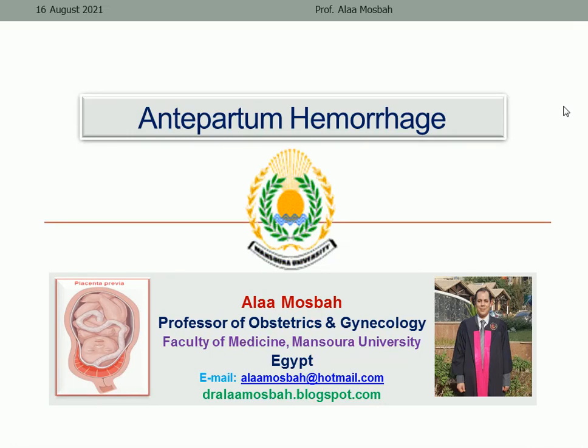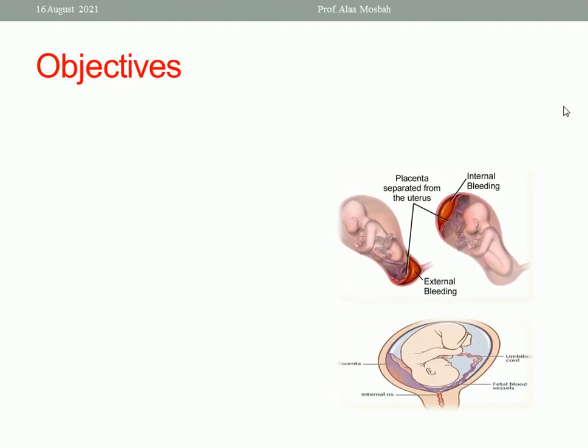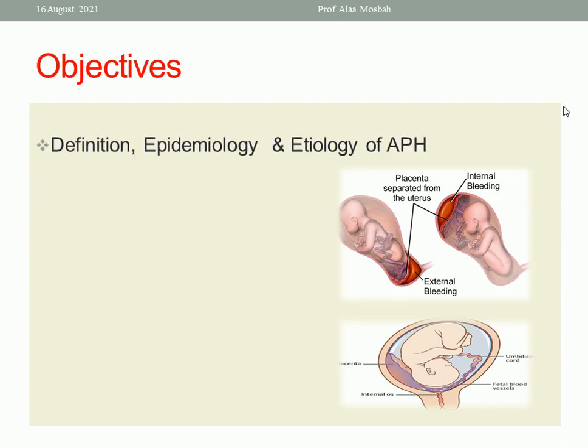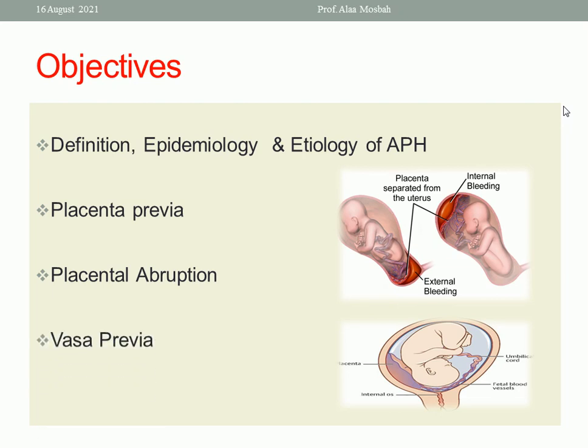The topic of my lecture today is antepartum hemorrhage. So what we wanted to discuss today: the definition, the epidemiology and the etiology of antepartum hemorrhage, which is bleeding late in pregnancy, or in the second half of pregnancy. Also, the important causes of antepartum hemorrhage, which are placenta previa, placental abruption and Vasa previa.